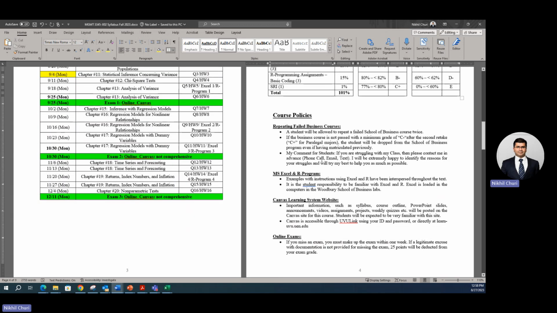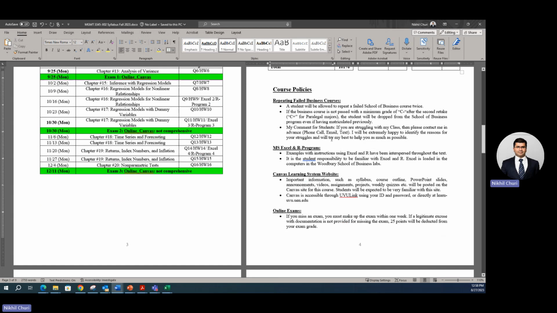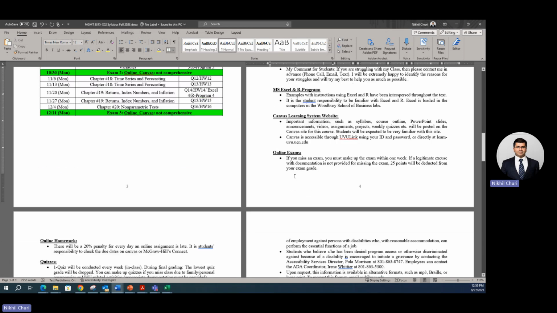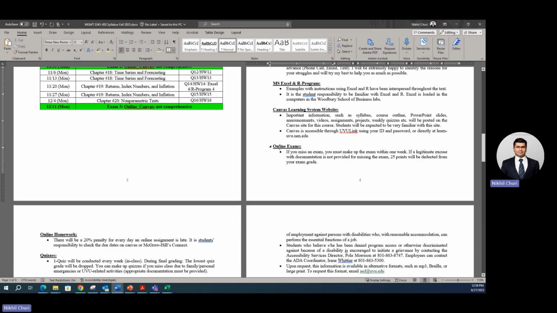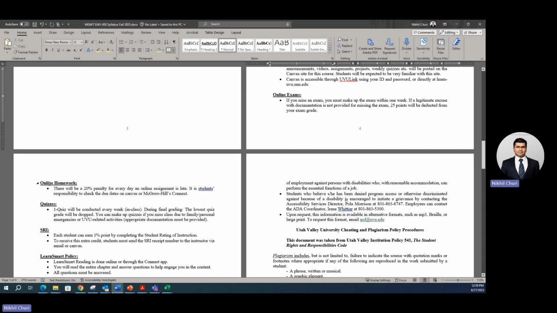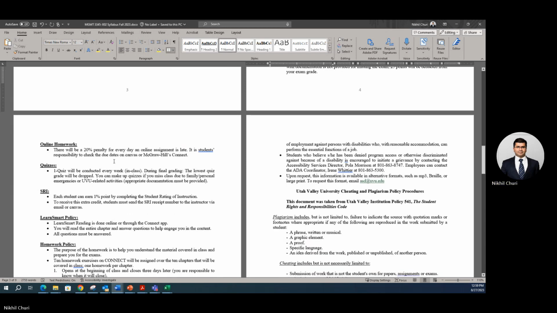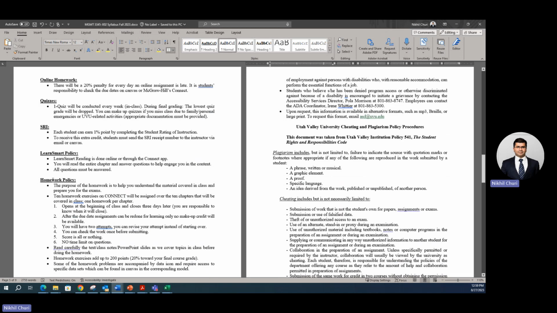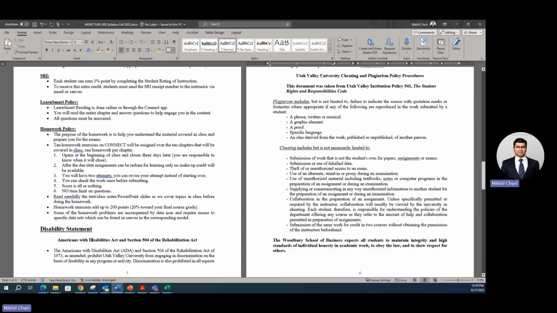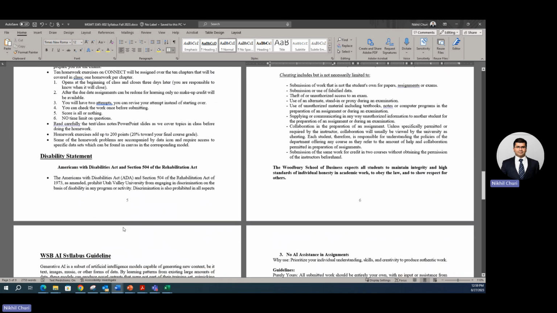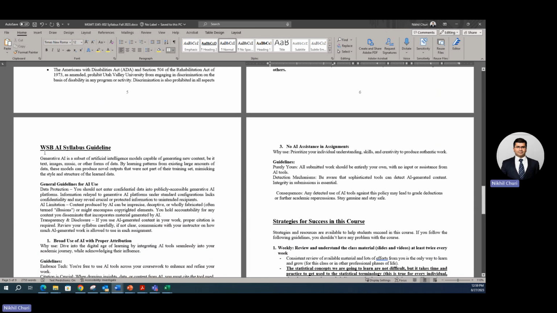Course policies, these are the ones. I'll let you guys read. Again, I think I added a lot of description over here, and I think we already talked about the Excel program, Canvas learning, online exam. We talked about online homeworks through Connect, quizzes, SRI, and so on. And the disability statement also, I want you guys to read. This is our standard university's current statement, followed by the most recent WSB AI syllabus guideline.